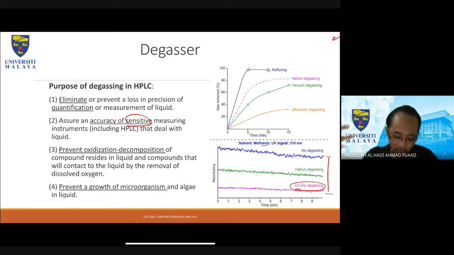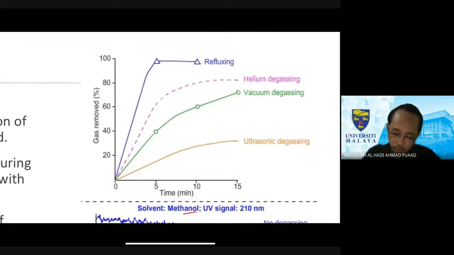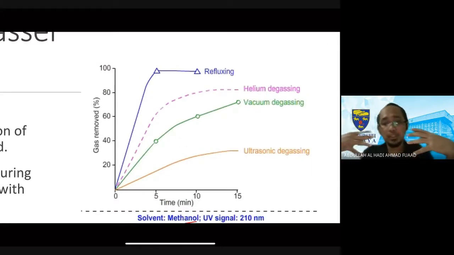Okay. And number 4, prevent growth of microorganism and algae in the liquid. Again, at the end of the day, this relates a lot to presence of oxygen. So you either gas it using a noble gas, or you remove the gas altogether, so you can avoid having microorganism or plants growing in your solvent system. Okay, and the graph on the right hand side shows some examples of different ways by which you can remove gas.